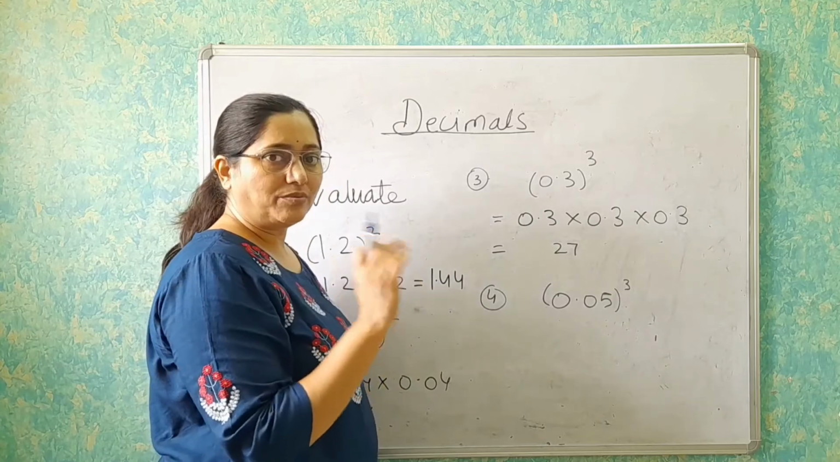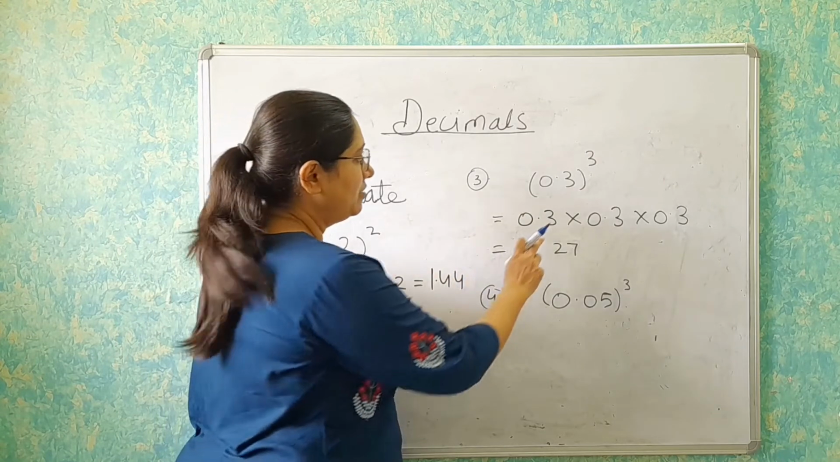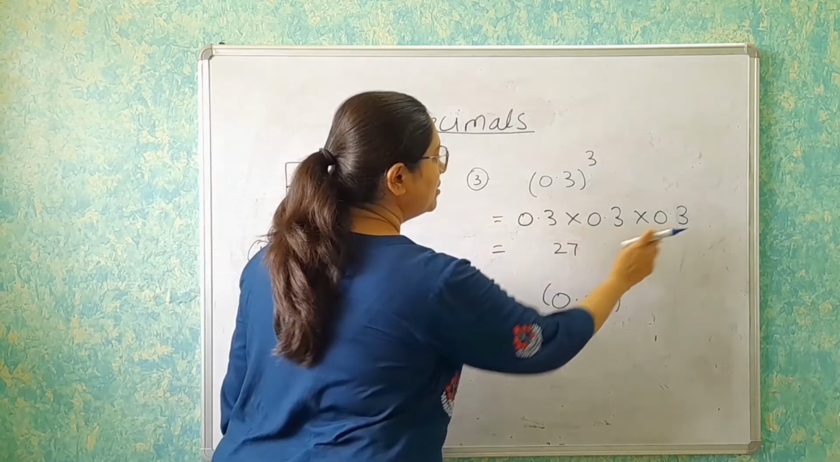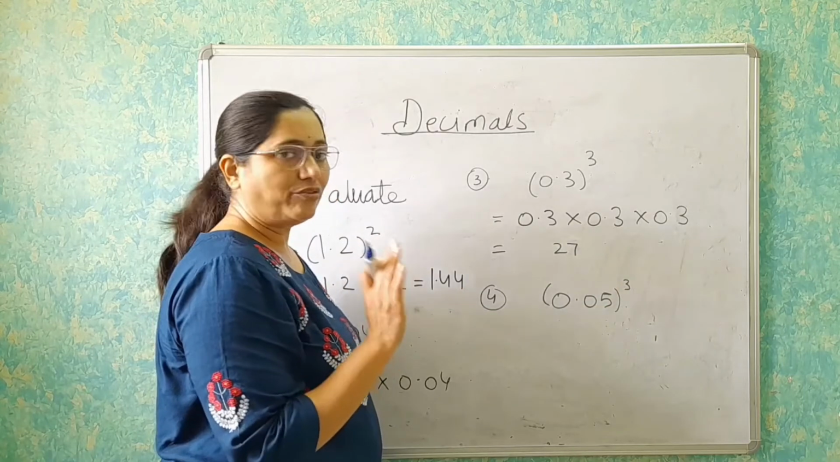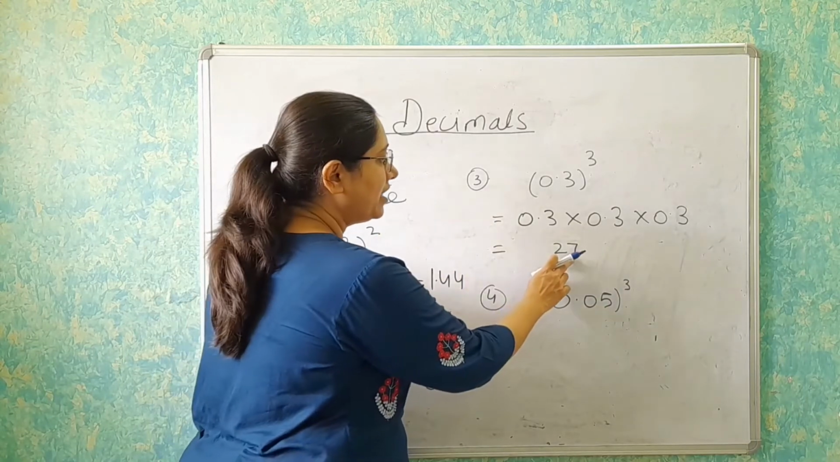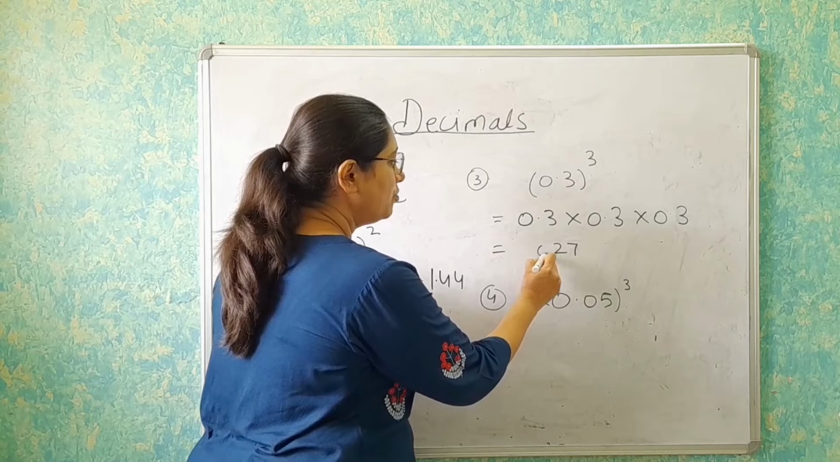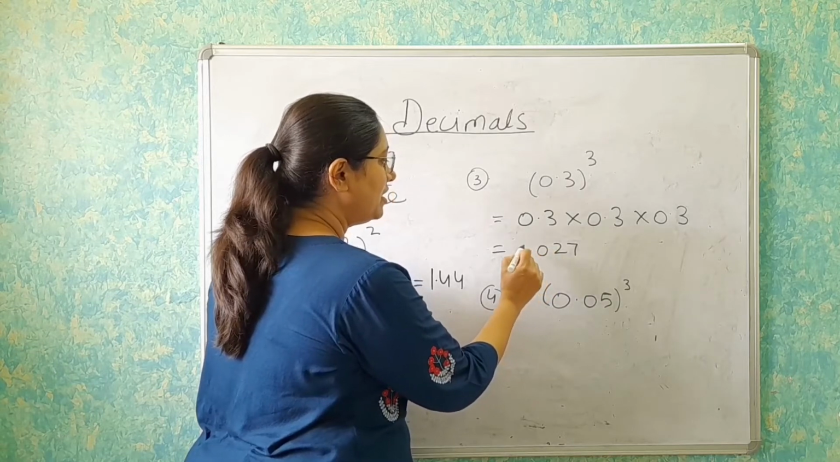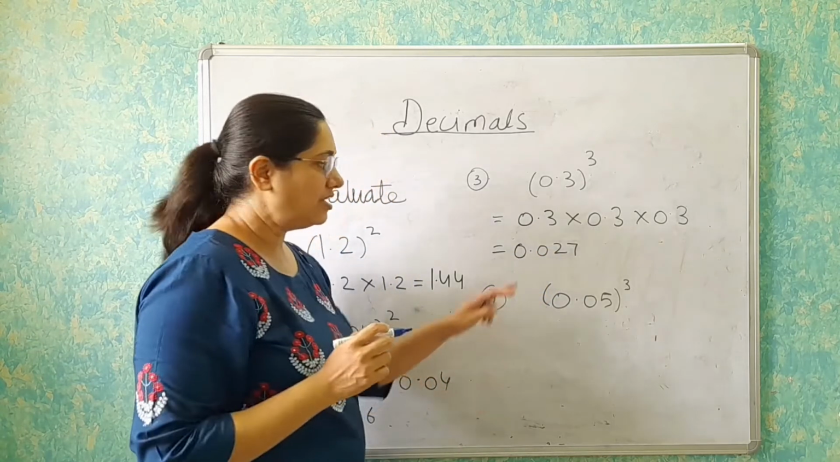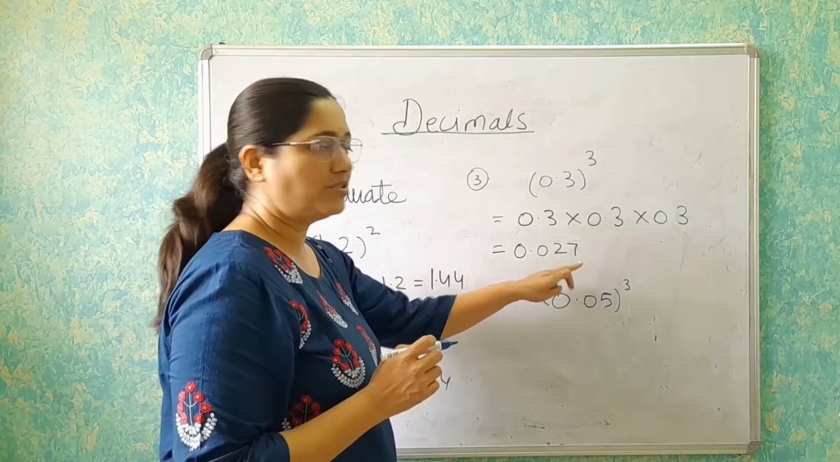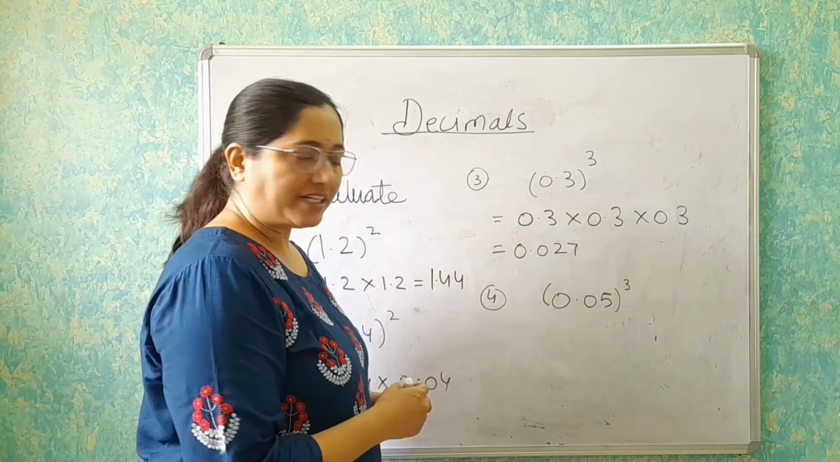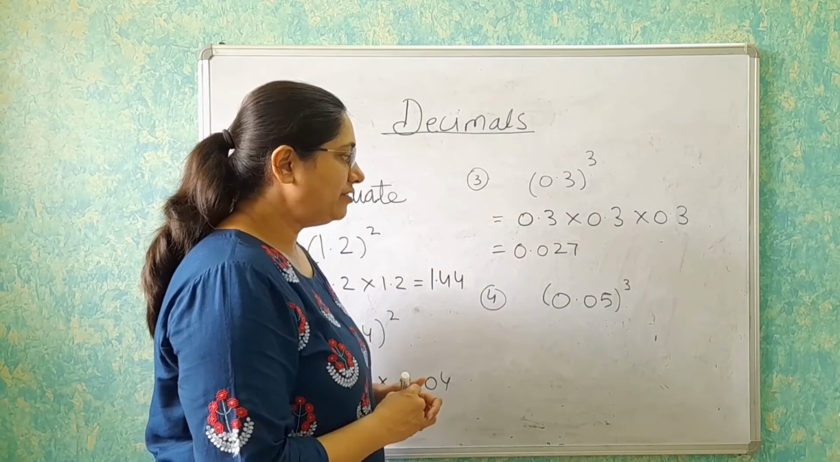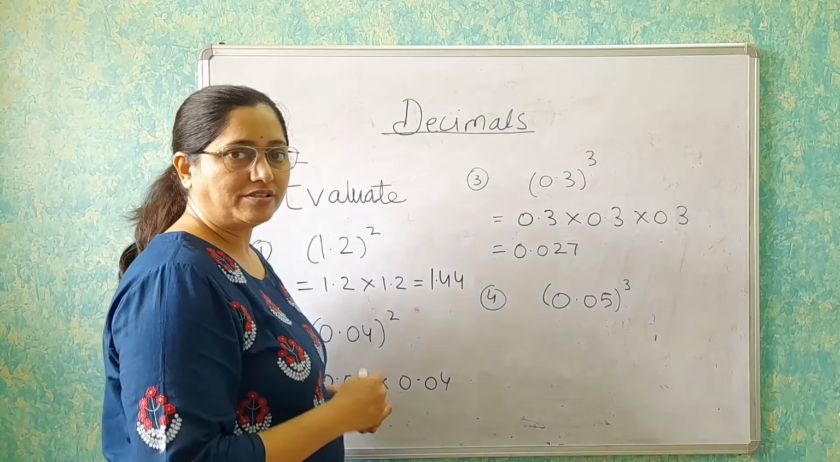Again I will count the number of digits in the decimal part: 1, 2 and 3. So after 3 digits I have to put a decimal point, but there are just 2 digits, so I will put a 0 and then I will put a decimal point. So our answer is 0.027. In our next example, I have to find the cube of 0.05.